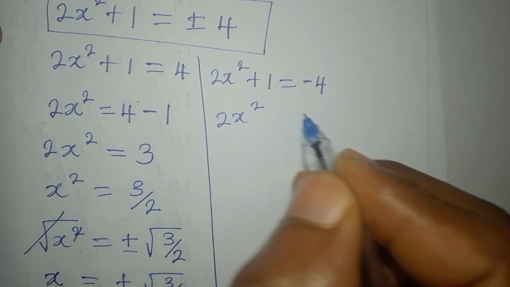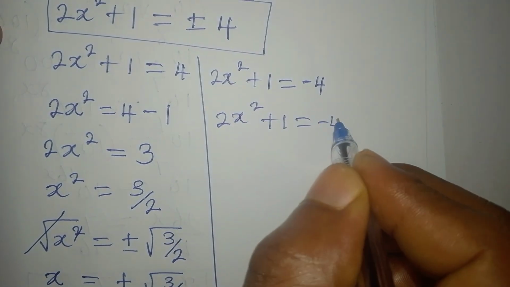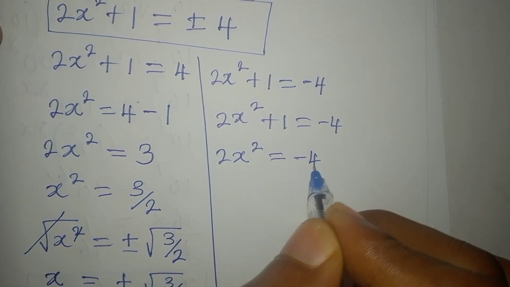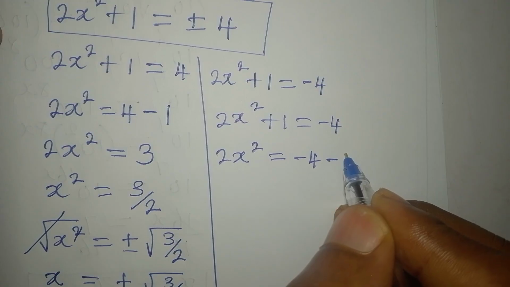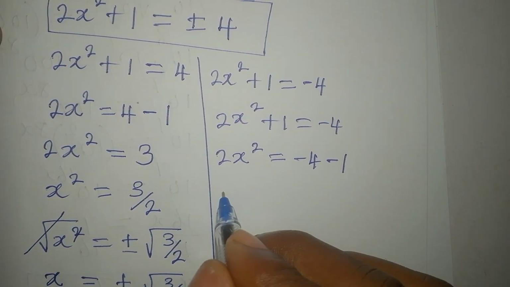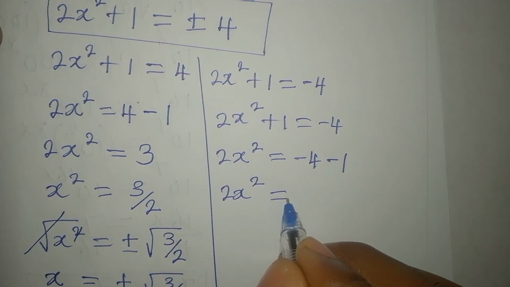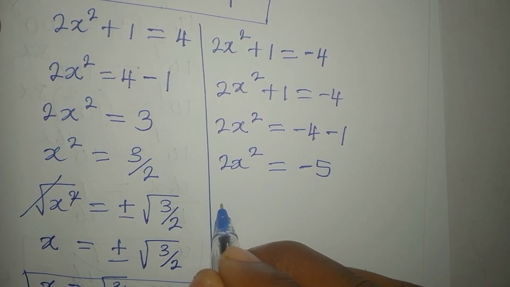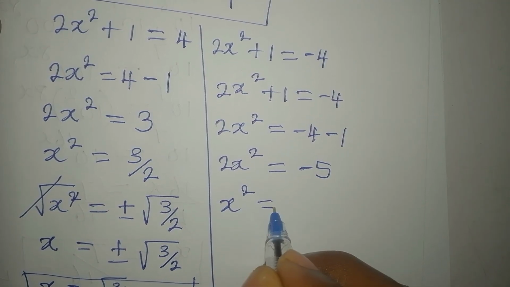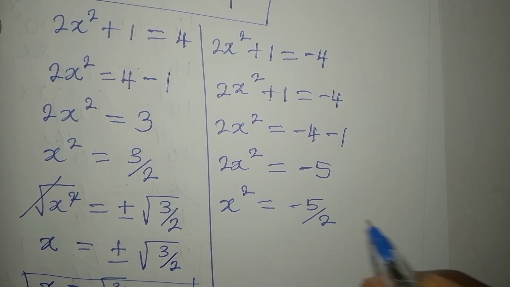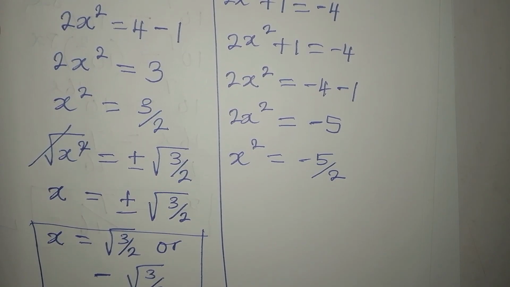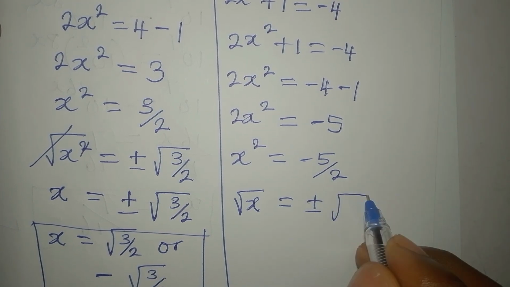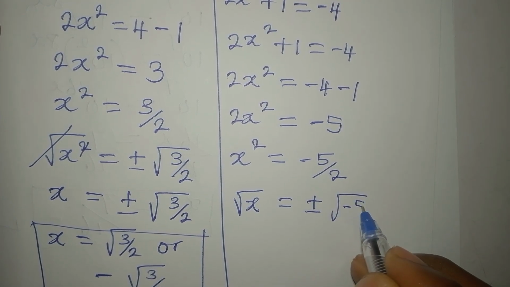Our 2x² + 1 equals -4. So 2x² will be equal to -4 - 1. So our 2x² will be equal to -5. So we go ahead so that we have x² equal to -5/2. That is, if you divide both sides by 2. Now, the square root of x² will be equal to plus or minus the square root of -5/2.